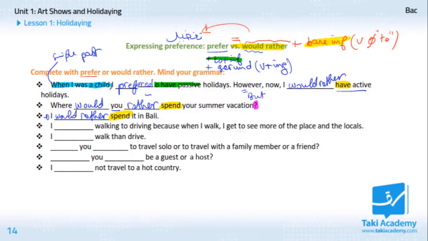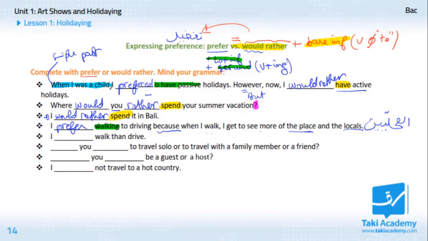I walking to driving. So here, what do I have? I have walking. This is a verb plus ing, so this is a gerund. So I should write prefer. I prefer walking to driving. Why? Because when I walk, I get to see more of the place and the locals, the people who live in that area.